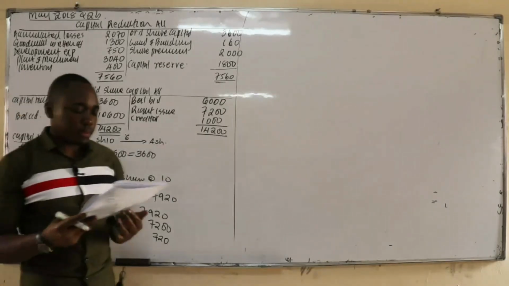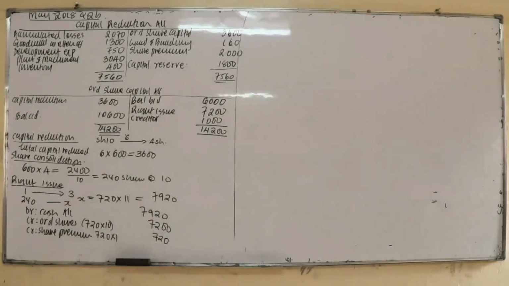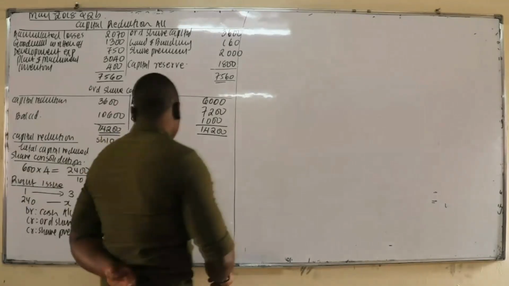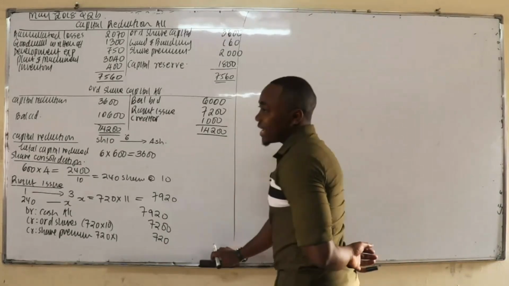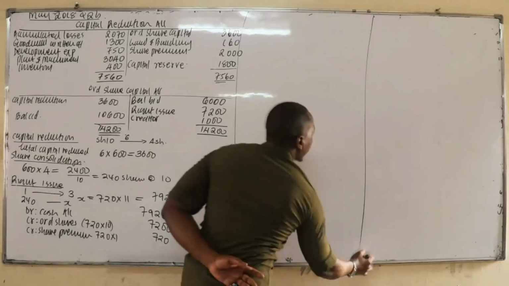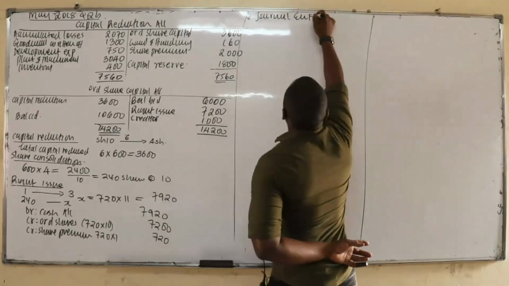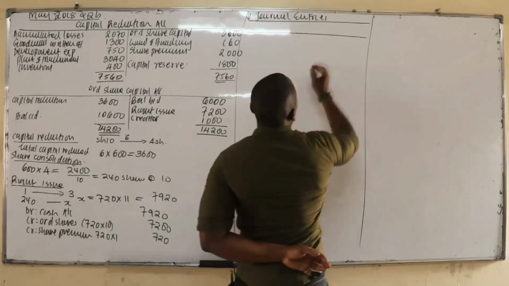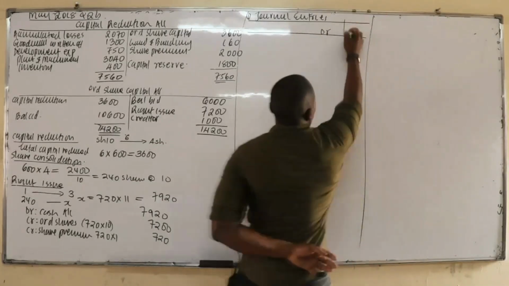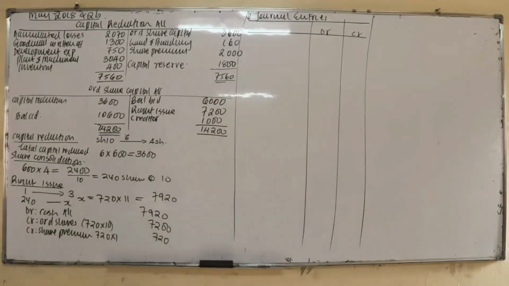Required: journal entries to record the above transactions. What are journal entries? T accounts, the ledger accounts. Journal is all about debiting and crediting. I've given you some journal entries, what to debit, what to credit. So what do you debit? What do you credit? But you don't have to cram that. So now let's start with the capital reduction account.